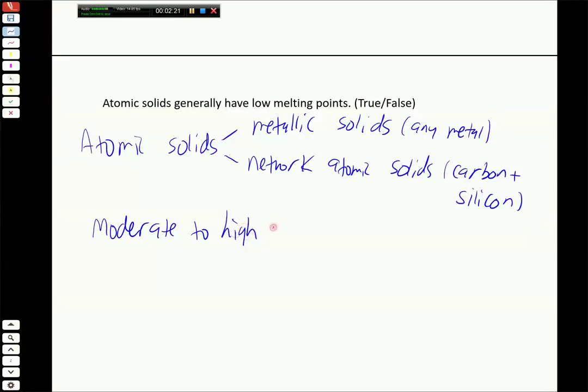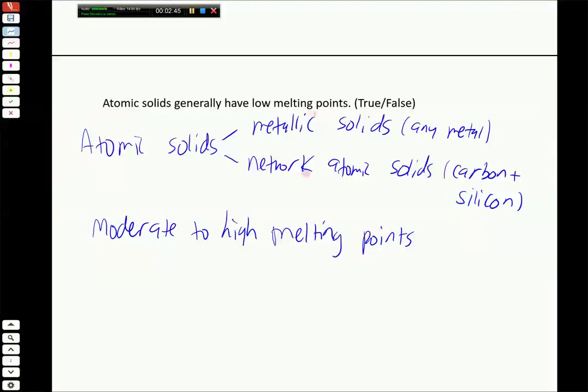And the reason being that you have very strong forces that are holding the atoms together. So in metallic solids, you have metallic bonds, which are those delocalized electrons that float around and hold all the nuclei together. And it's relatively easy to melt metals compared to other types of solids, but still they have moderately high melting points. You don't typically have metals with really low melting points.